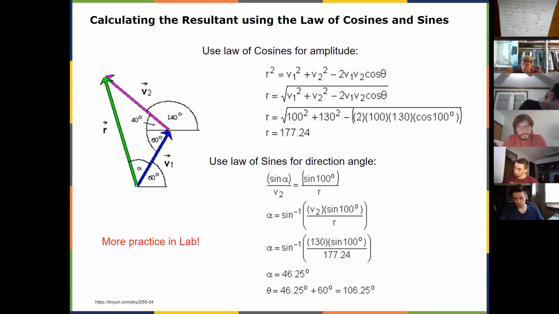So either way, you can do the components method or you can use law of sines and cosines. Okay, whichever you feel most comfortable doing, it should get you the correct answers for the magnitude and directional angle of the resultant. Okay.